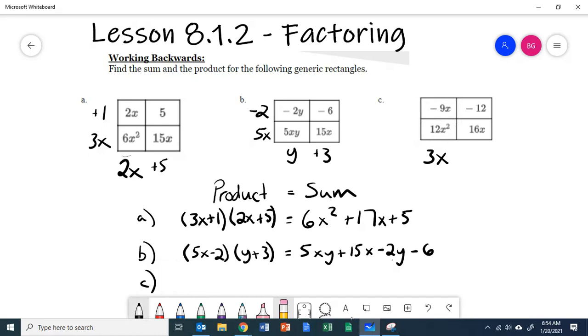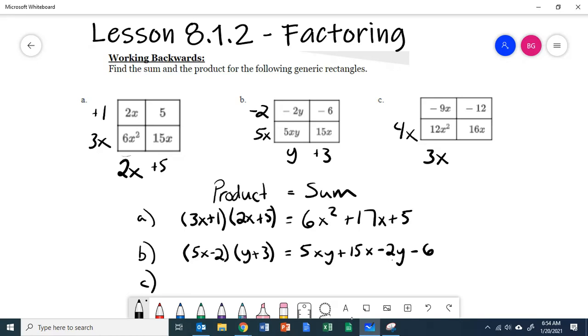So now ask yourself, what do you have to multiply 3x by to get 12x squared? Well, 3 times 4 is 12, so I'm going to put the 4 here on the left-hand side, and then x times x would get me x squared. Now we have that bottom left-hand box, so now we can go for the corners. So 4x times what is 16x? I'm looking at the bottom right-hand box.